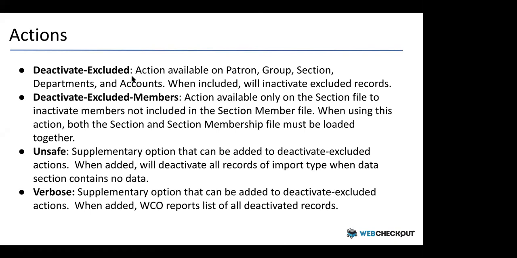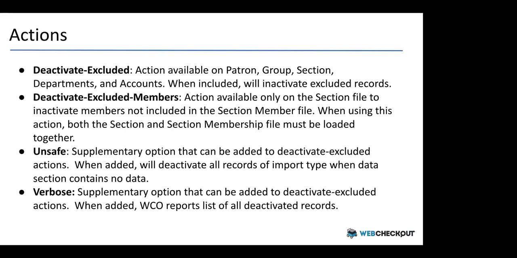Deactivate excluded can be included on the patron, group, or section file and will inactivate records when the record is excluded from the import file. Deactivate excluded members can be included also on the section file and will inactivate section members not included on the section member file. We'll go into details of each of these actions when we update files together.